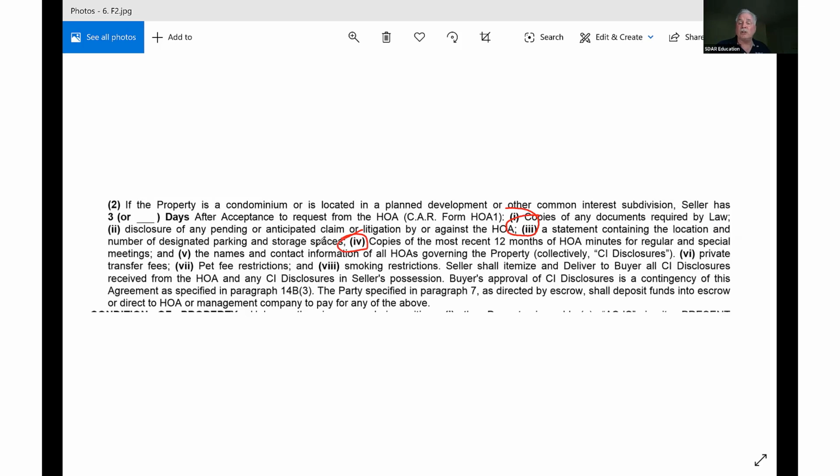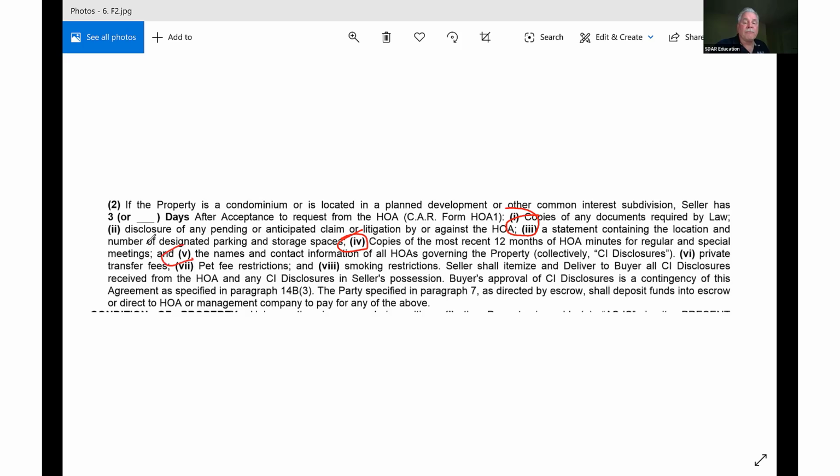Copies of the most recent 12 months of HOA minutes, of regular and special meetings. So that came up in a lawsuit for me almost a year ago, where the minutes of the meetings talked about the construction that was going on in the community. Buyer said, I didn't know anything about any construction. They're in the minutes. So you want to make sure that you get all of the most recent 12 months. Sometimes you always ask escrow to send you a copy of stuff, but they missed April, and April was the hot month, right? That was the month when all the bad stuff happened, okay?